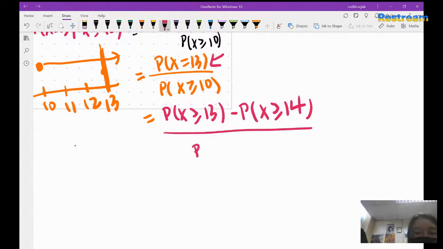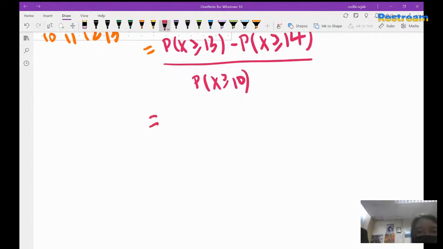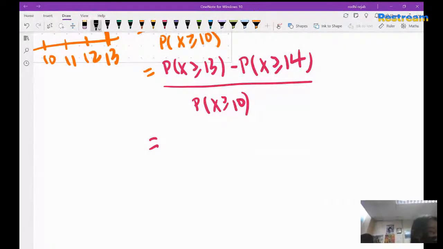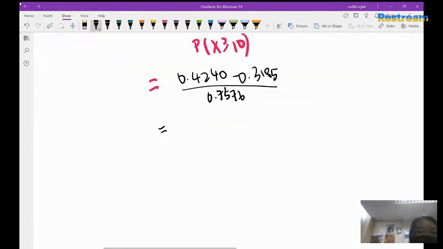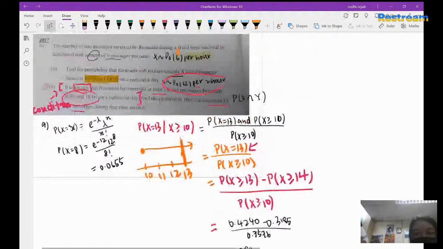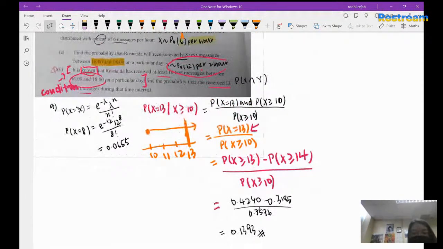Then lepas tu, yang bawah sama je. Okay, ini semua kami cari dia punya nilai daripada table. Dan kami akan dapat 0.4240 minus 0.3185 divide by 0.7576. And the final answer will be 0.1393. Yay, that's all.